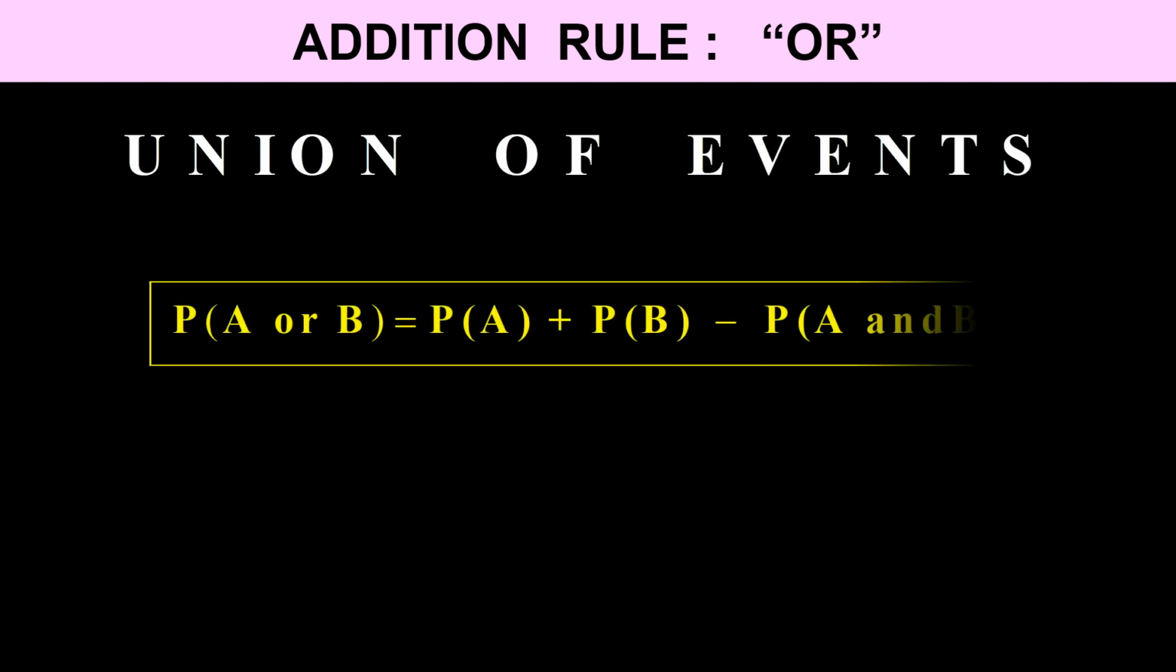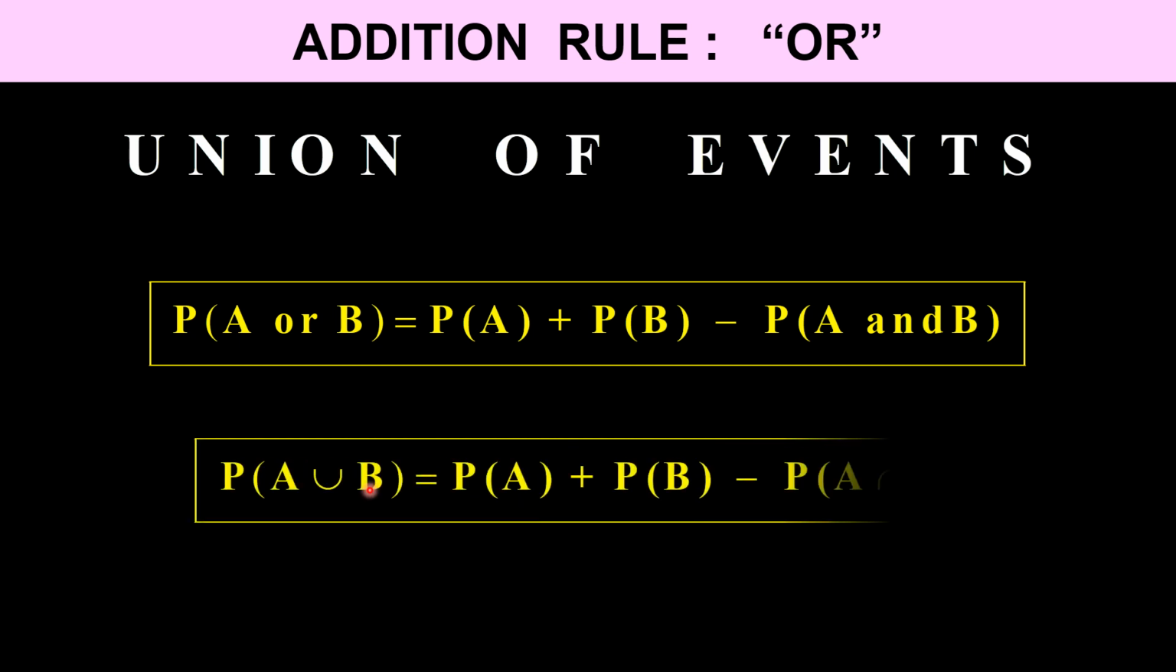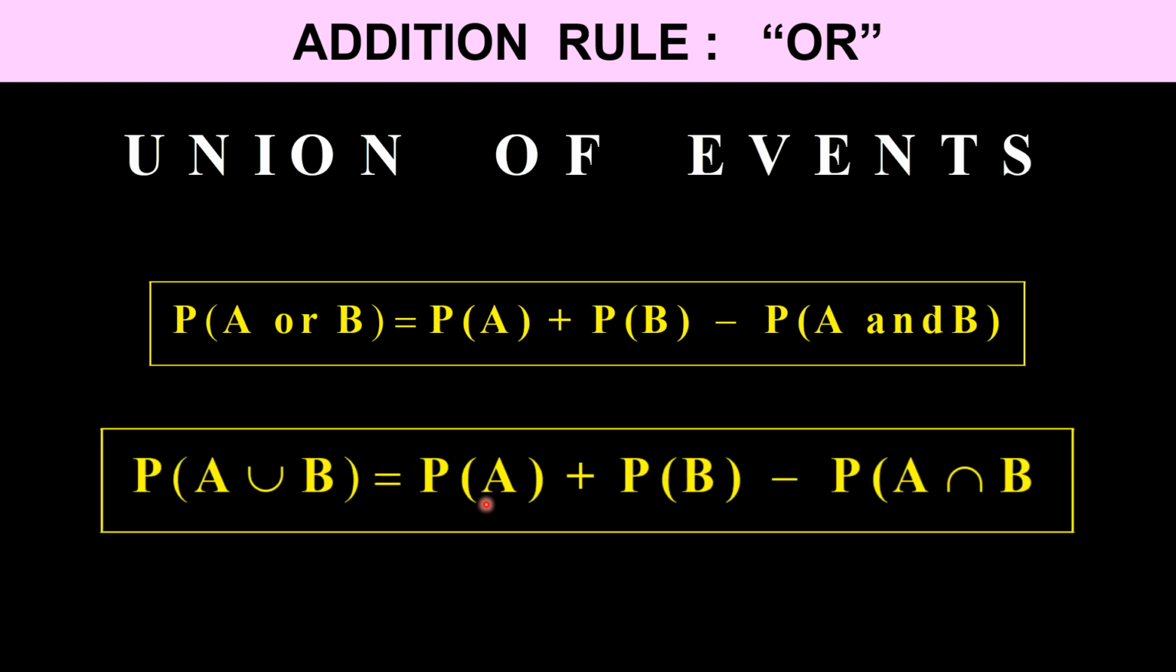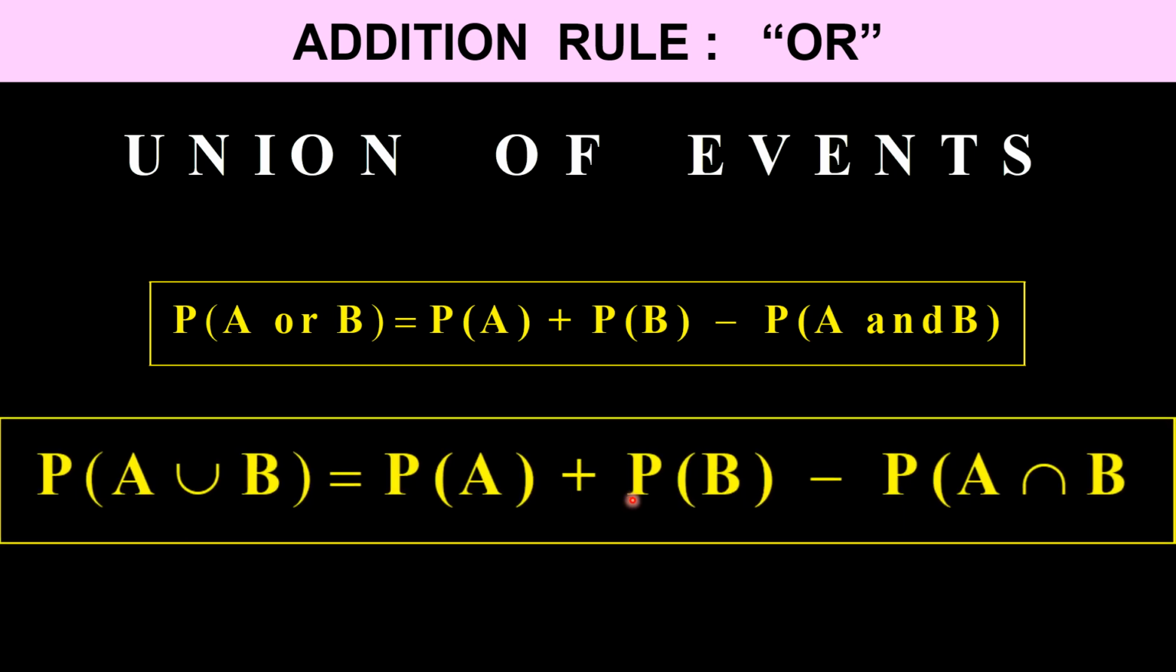Now let's just recap the addition rule. Union of 2 events, probability of A or B is the probability of A plus the probability of B minus the probability of A and B, which we can also write, instead of or we can write the union symbol, and instead of the and we can write the intersection there. So it's the probability of the one event plus the probability of the other event minus the probability of their intersection.